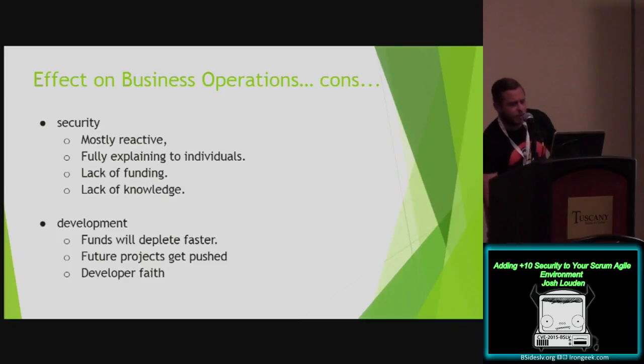So what is the effect on business? What are the cons? Since security is mostly reactive, you can't fully plan for some things. When new policies and mechanisms are implemented or created, sometimes the proper explanation of why something is happening or needs to be implemented isn't really explained to individuals. So individuals complain, they get frustrated, their daily routine is adjusted and has become more complex.